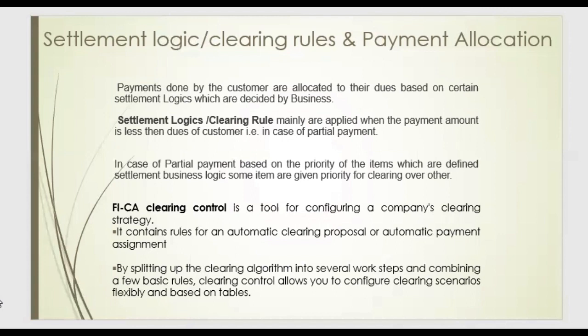So that means the priority is coming, that means the payment allocation is coming. FICA clearing control is a tool for configuring the company clearing strategy, and it is different for each company. Now, clearing is of two types, automatic clearing or manual clearing, and for both we need to configure. For automatic clearing, we need to configure the proposal. For manual clearing, we need to call it and clear the items.